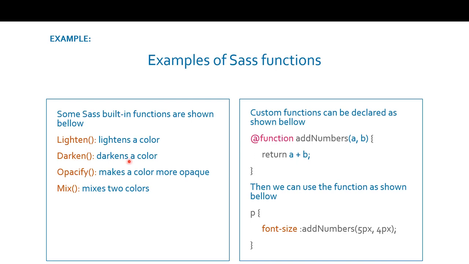Then what happens if you want to create your own function? This is basically how to create your own function. It's just like creating functions in other programming languages. You have to use the @function keyword and then the name of the function you want to create. And if it is a function that takes in parameters, then you include the parameters A and B. This is the structure of a function. It takes two parameters A and B, and then returns the result of the addition of these two parameters.